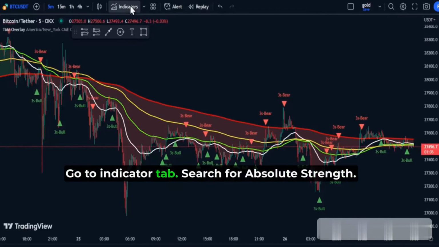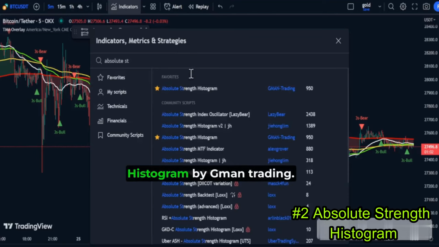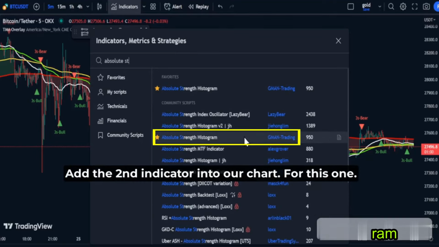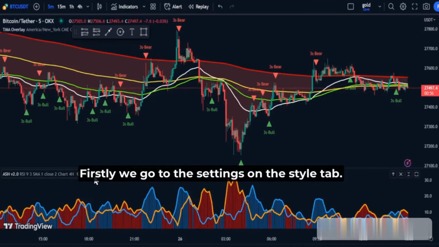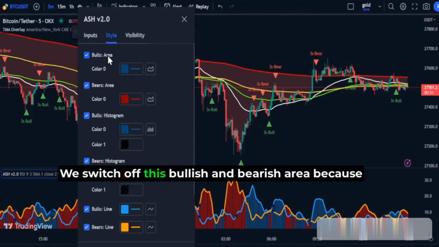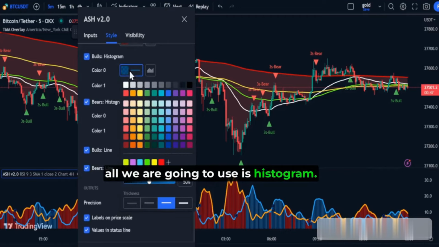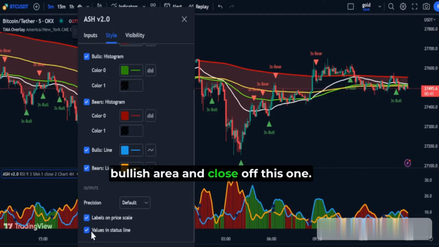Now let's set our second indicator into the chart. Go to Indicator tab, search for Absolute Strength Histogram by G-Man Trading. Add the second indicator into our chart. For this one, firstly we go to the settings. On the style tab, we switch off this bullish and bearish area because all we are going to use is the histogram. Change this to light green to indicate the bullish area and close off this one.